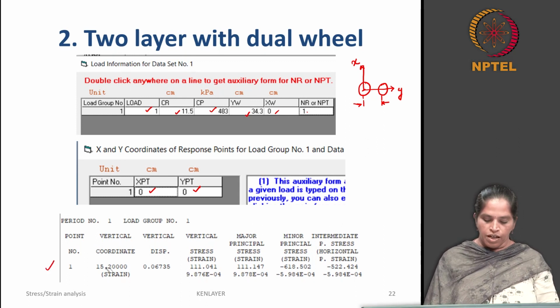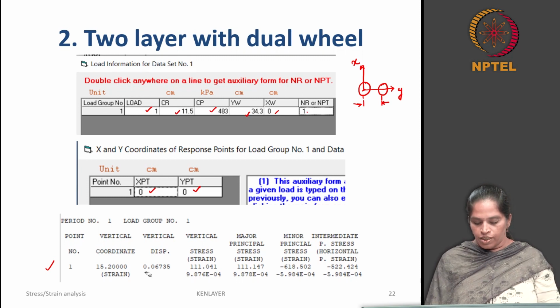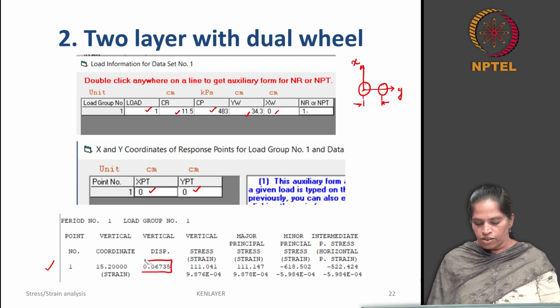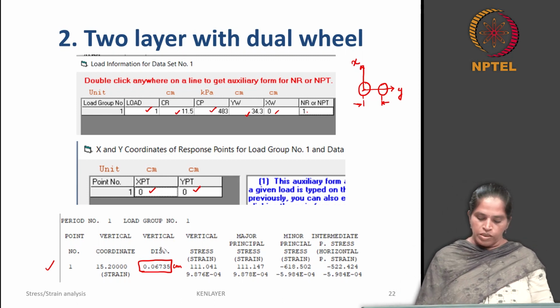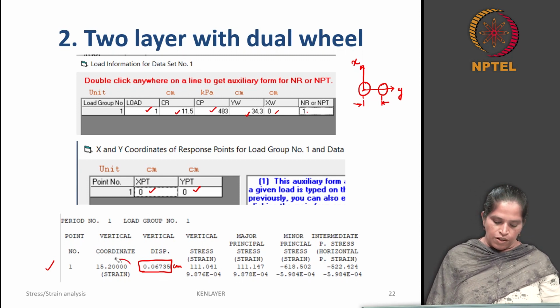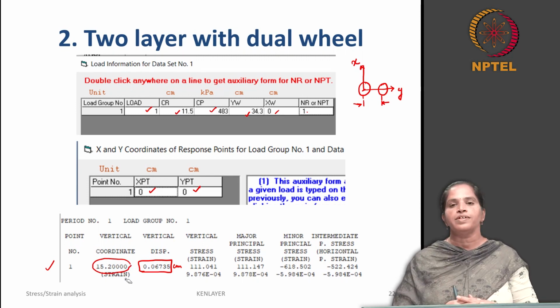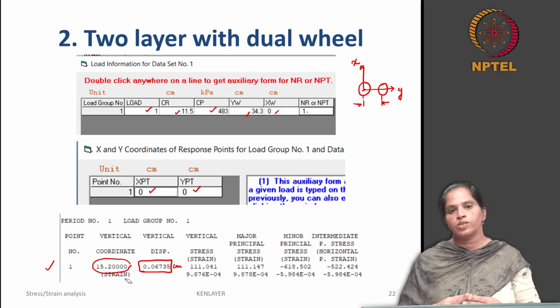What is it that we need? At a vertical distance of 15.2, that is at the interface between the two layers, you need to find the vertical displacement. The vertical displacement is 0.06735 centimeters. This is what our vertical displacement is. Now you can also check by changing the z coordinates, this value, and check where the vertical displacement is critical.